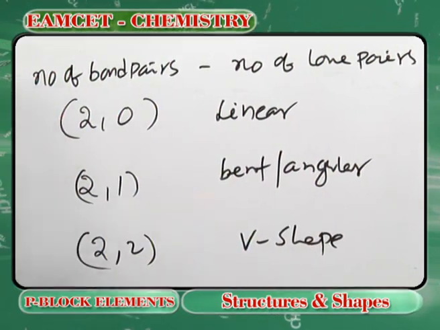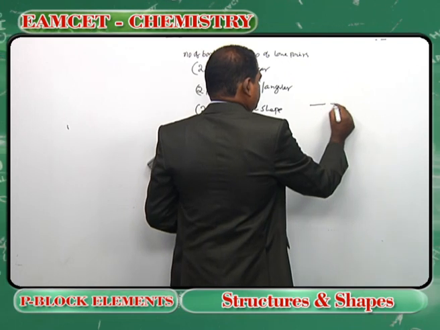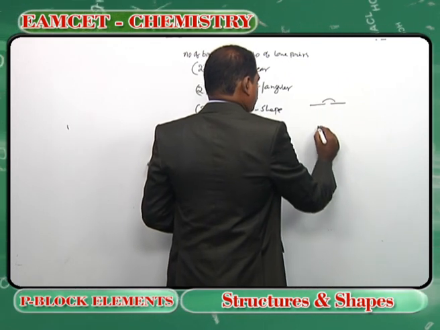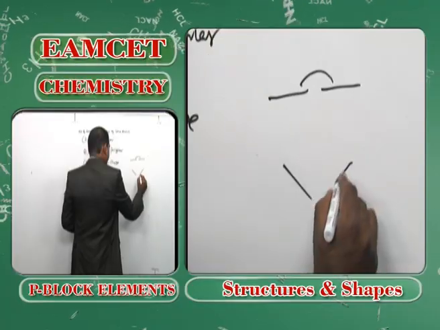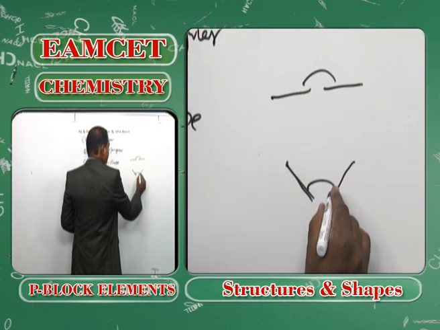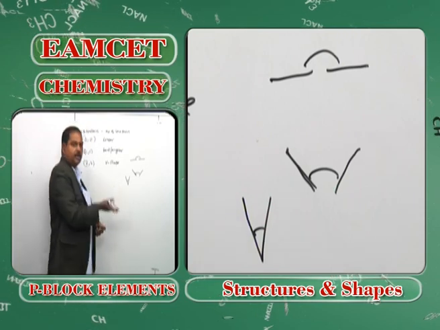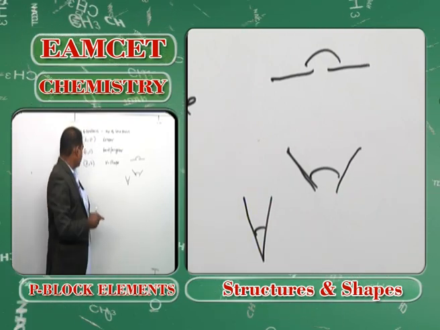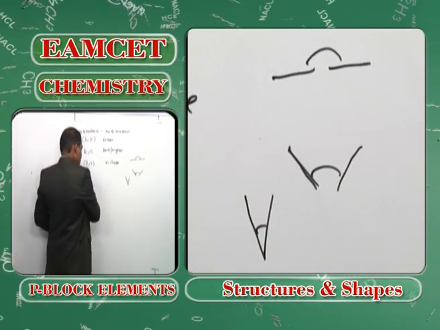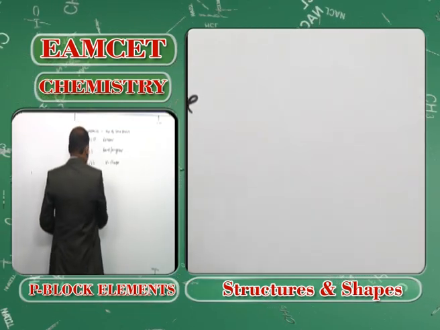V is also bent. Suppose there are 2 straight lines like this, you call them linear. If there are 2 lines like this, it is bent or angular. If it is V shape, it also means bent or angular or V shape. So, there is no harm in calling it angular. 2, 2. Then 2, 3.